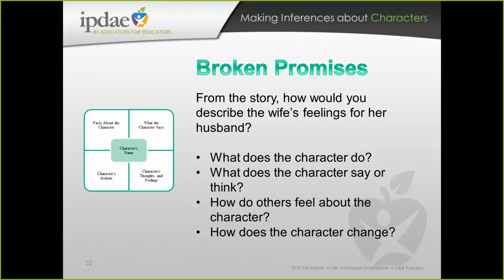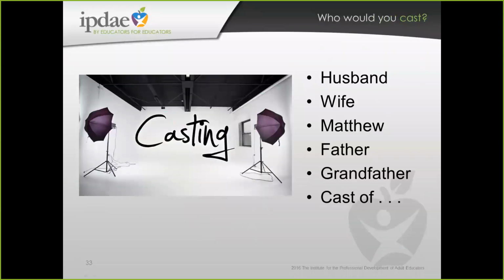As you have your students read that the first time and you ask them some questions like what does the character do, etc., they may give you some ideas. But what we'd like you to try with this story when you go back to the classroom is tell the students after they've read that story, put them in small groups and say, you know what? Broken Promises is now a screenplay, and you are the casting directors for this screenplay. So please, for us, cast the husband, the wife, and any other characters.